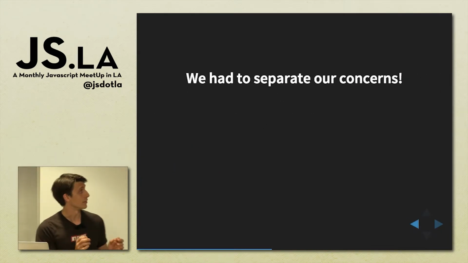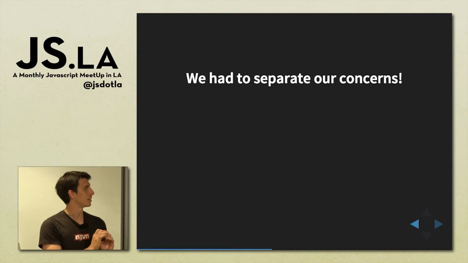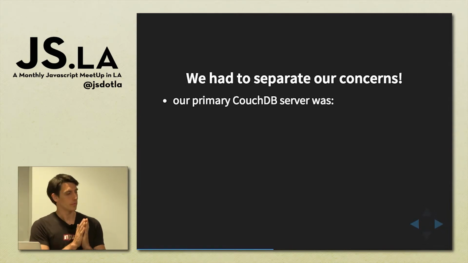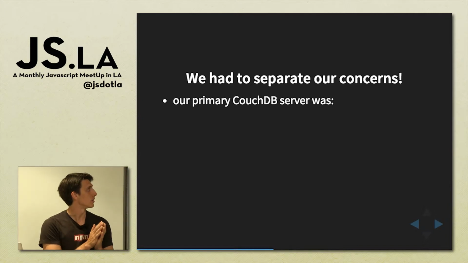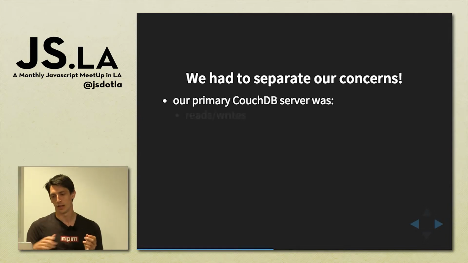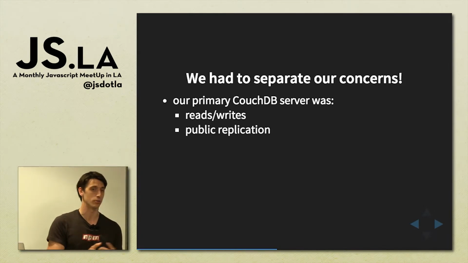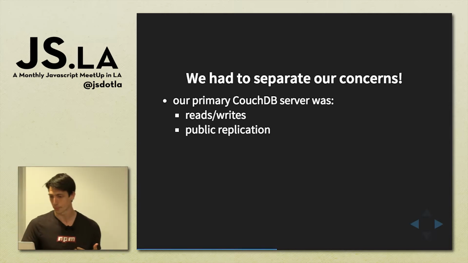That wasn't the only thing we had to do to get npm actually running stably, though. Basically, we had one big CouchDB server, and it had way too many things it was trying to do. It was handling reads and writes. It was handling the public replication. We, for instance, had an npm in Europe that was just constantly replicating from us. So we basically had this one primary server that was serving that.